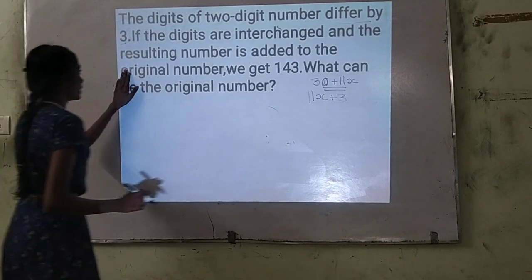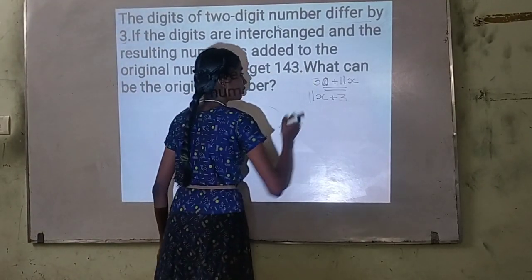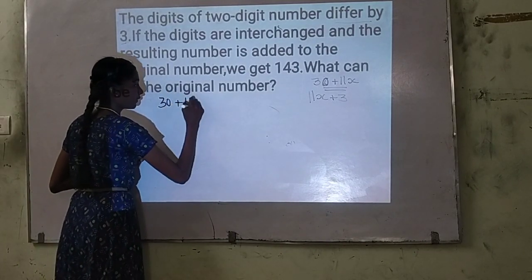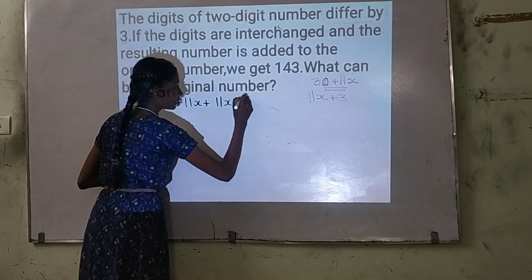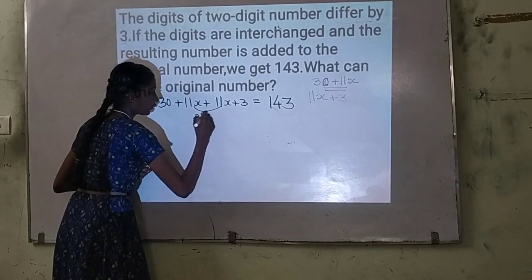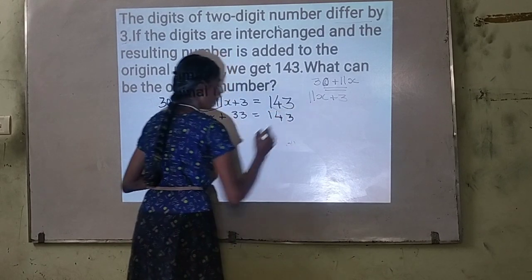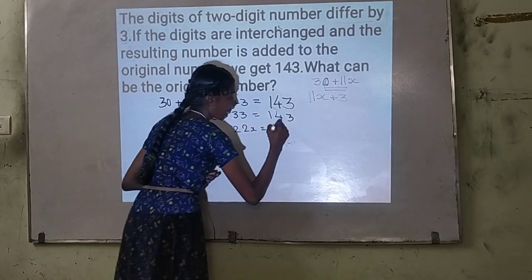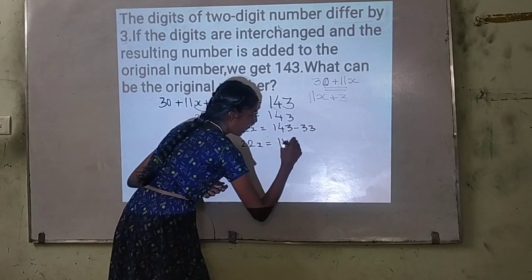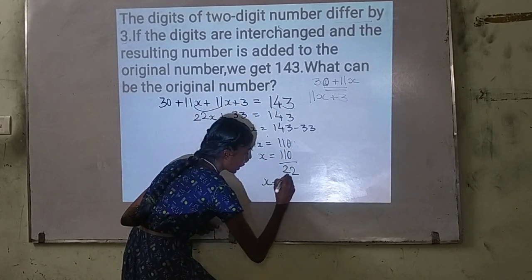Now what is the third condition? The resulting number is added to the original number, we get 143. When we add these two, we get 143. 30 plus 11x plus 11x plus 3 gives you 143. This means when I add these two numbers, I get 22x plus 33 gives me 143. The plus 33 goes to that side, becomes minus 33. So 22x gives 110, and x is equal to 110 by 22, and x is equal to 5.